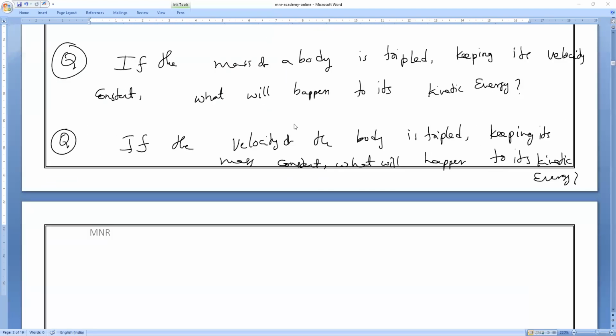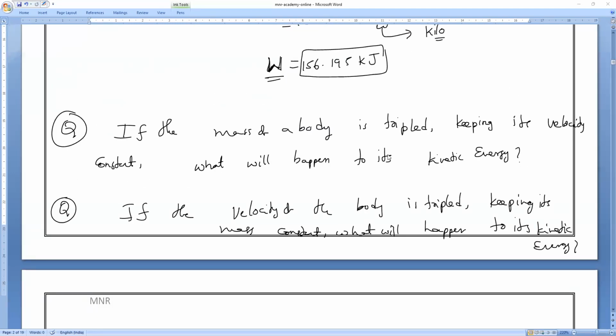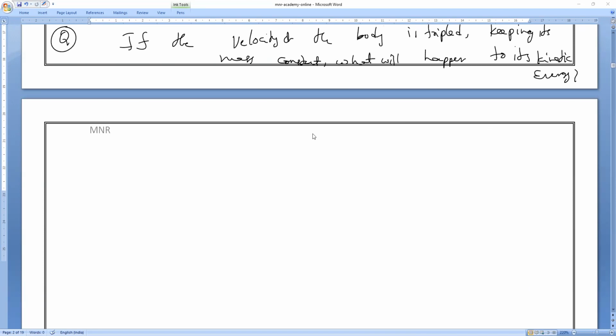First question, they are saying that mass of the body is tripled, means mass increases 3 times, keeping its velocity constant. So velocity does not change anything. So what will happen, everybody? What is the kinetic energy formula? Here I will teach you some tricks also. Kinetic energy is equal to half mv square. Let me take this as equation number 1.